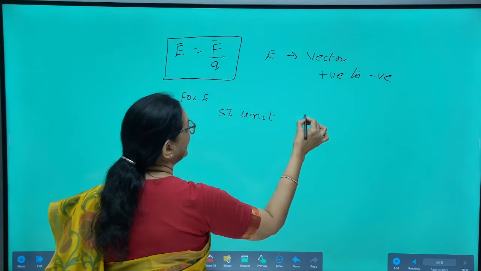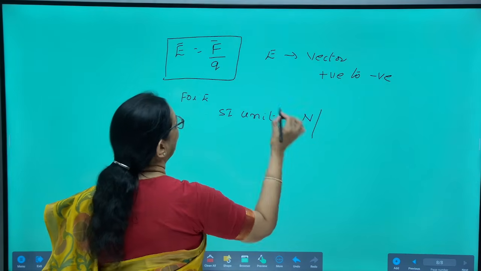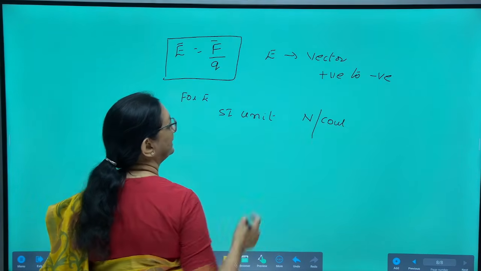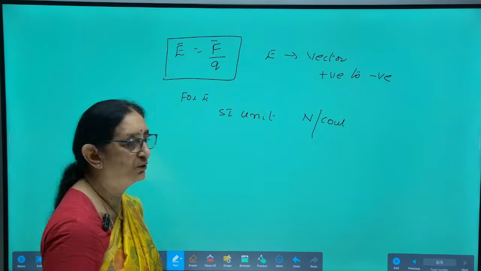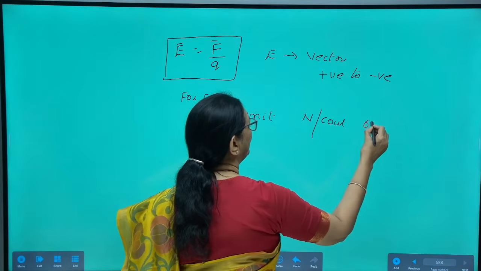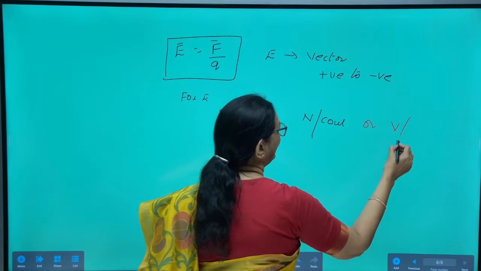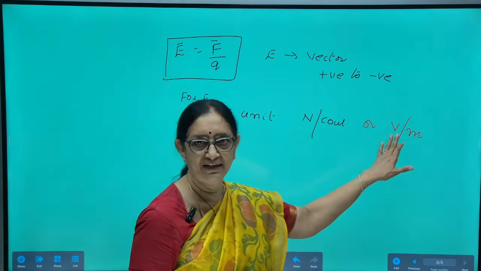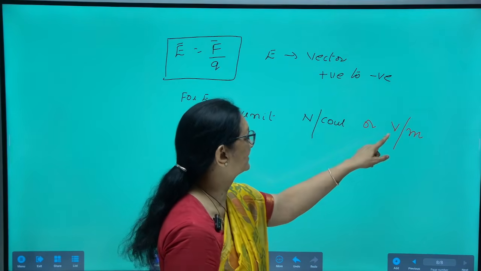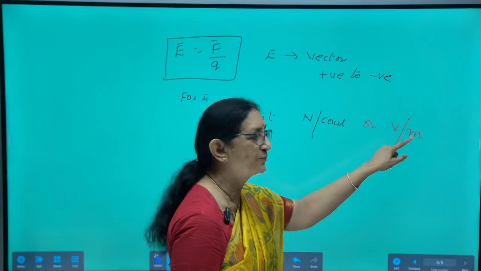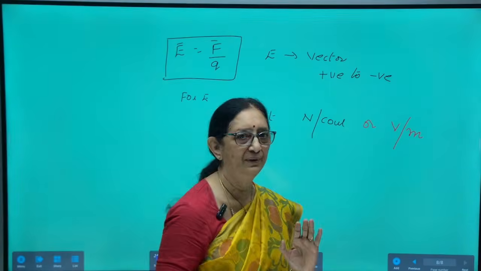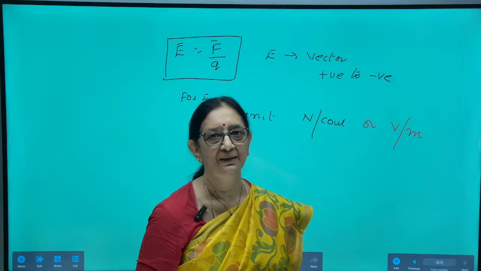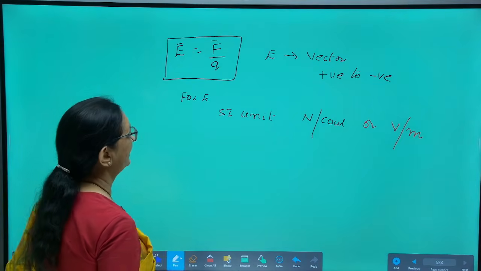For force, it is Newton. For charge, SI unit is Coulomb. So, it is Newton per Coulomb. Later, we also say it is the potential gradient. Hence, another unit for electric field intensity is nothing but volt per meter. Both are the same, Newton per Coulomb or volt per meter. So, that is the SI unit.